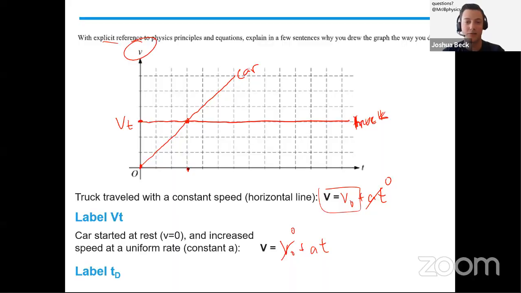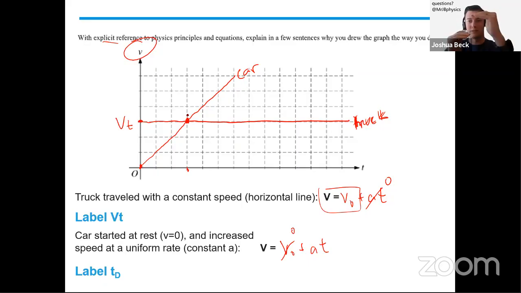Well, that's where the two lines cross paths. But remember, these lines are showing us the velocity. They're showing us how fast these vehicles are moving. So at that point, right here, both vehicles are moving at the same speed. Does that mean they're at the same location, though? Well, no, because the truck got off to a head start, and the car's been trying to catch up.